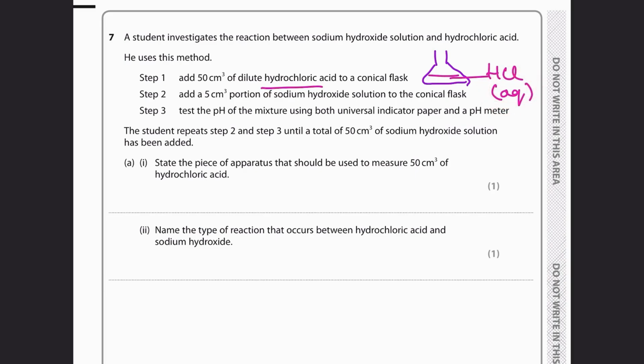Then he added a 5 cm cube portion of sodium hydroxide solution into the conical flask, and then he tests the pH of the mixture using both universal indicator paper and a pH meter. And then he keeps repeating it until a total of 50 cm cubed of sodium hydroxide solution is added into the conical flask. So question A1, state the piece of apparatus that should be used to measure 50 cm cubed of hydrochloric acid.